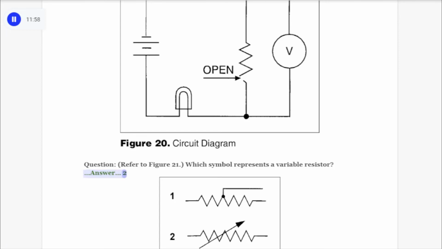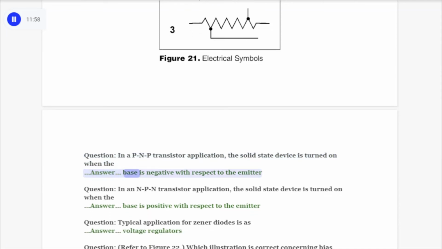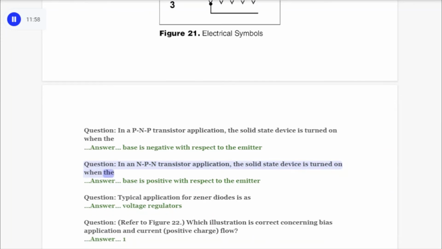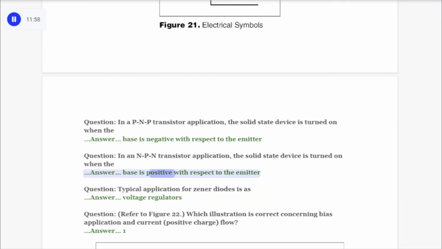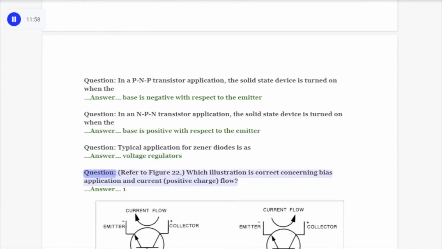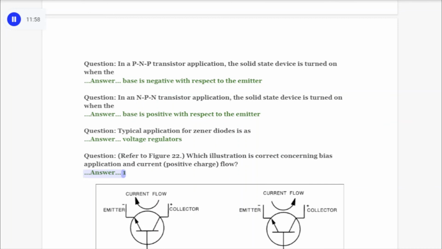Answer. 2. Question. In a PNP transistor application, the solid-state device is turned on when the base is negative with respect to the emitter. Question. In an NPN transistor application, the solid-state device is turned on when the base is positive with respect to the emitter. Question. Typical application for Zener diodes is as voltage regulators. Question. Refer to Figure 22. Which illustration is correct concerning bias application and current, positive charge, flow? Answer. 1.